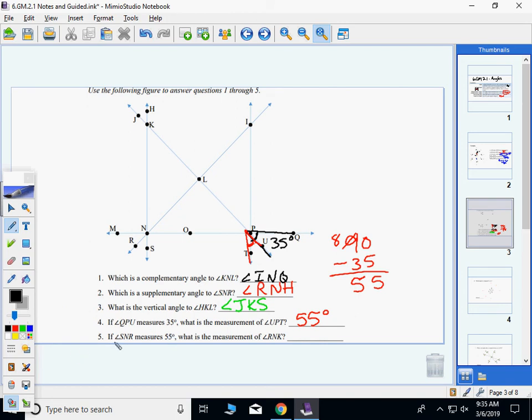All right, number 5. If SNR measures 55 degrees, what is the measurement of RNK? So if I find SNR, this is similar to the other one. SNR, that's 55 degrees. Well, we just did this with this one. So we know that this angle here is going to make a right angle. To find that, pretend like I don't know how to do this. Here's how I do this. I do 90 degrees, and then what?